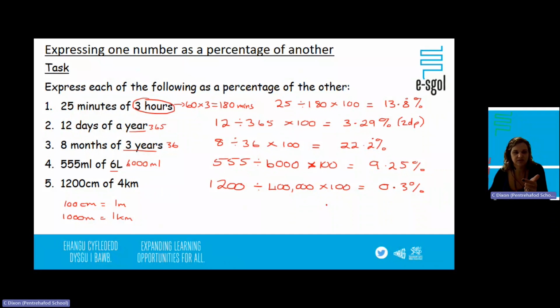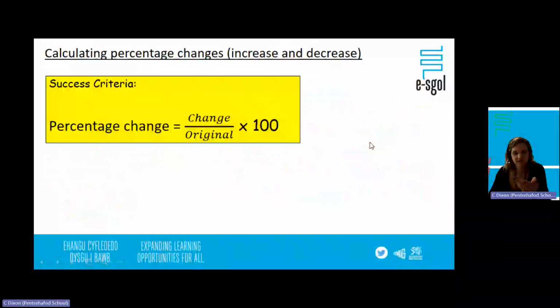Right, so that's the end. We've done percentage of quantities, we've done expressing one number as a percentage of another. The next part is percentage change, okay? And again, we started this with non-calculator work, okay? And we saw words like increase and decrease last time. So we're going to use those again now. So pause the video, write down the formula that you've got on the screen so you can use it in the questions that we go over. So percentage change is the change divided by the original multiplied by 100.